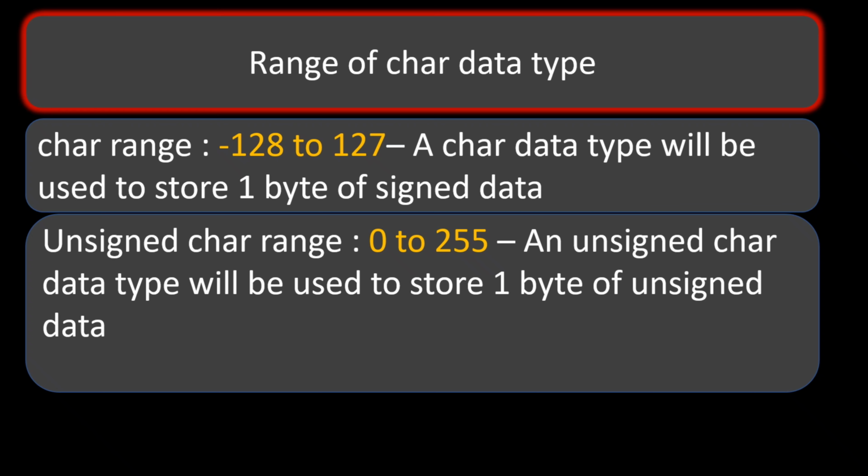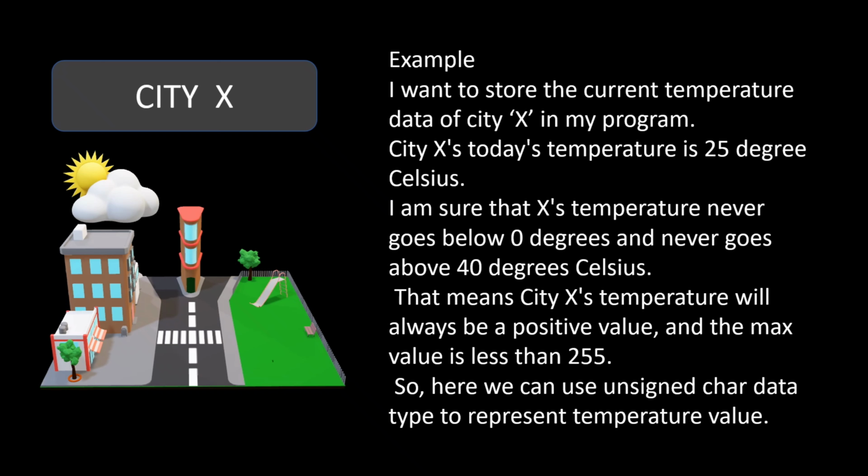Unsigned char range is 0 to 255. An unsigned char data type is used to store 1 byte of unsigned data. Considering one example right now: I want to store the current temperature data of CTX in my program. Today's temperature, suppose, is 25 degrees Celsius. I am sure the temperature never goes below 0 degrees and never goes above 40 degrees Celsius. That means the CTX temperature will always be a positive value and the maximum value is less than 255. So here we can use the unsigned char data type to represent the temperature value.